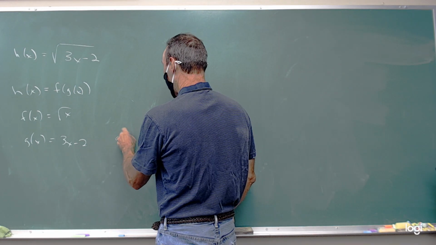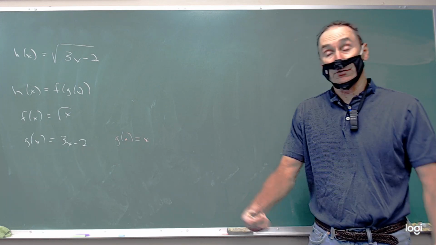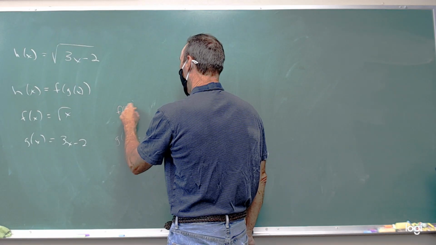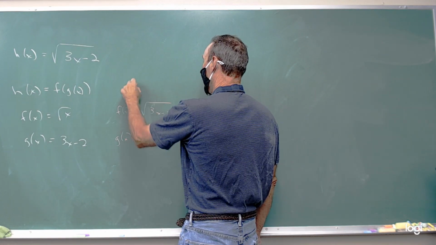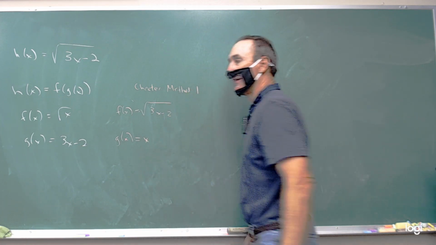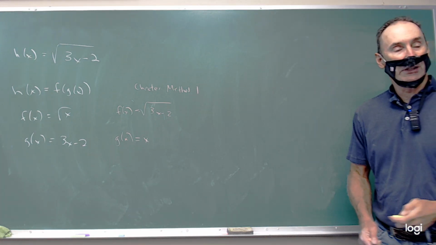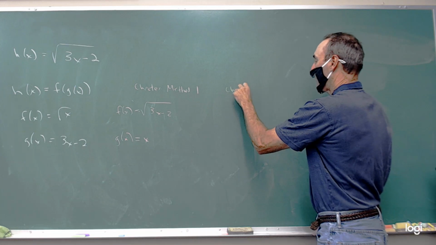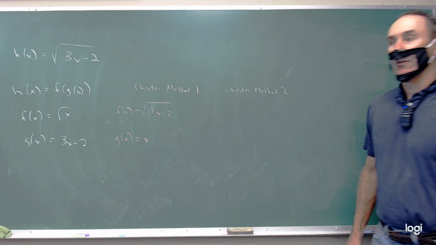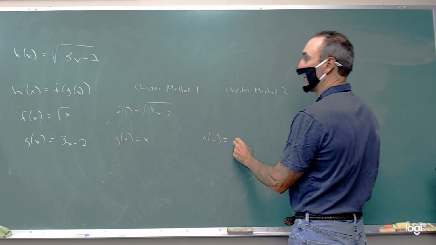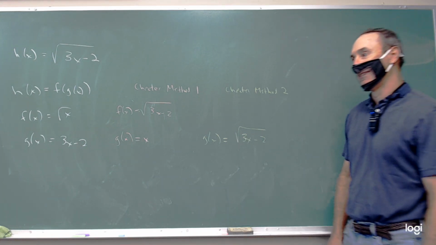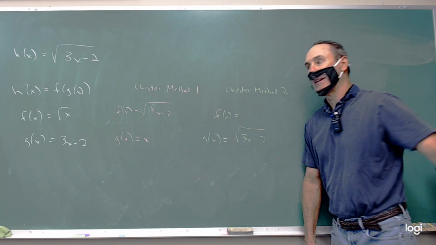You could say g of x is x, but that's cheating. That's okay, because what does that make f of x? So that's banned from ever being used again. So, second cheater method. G of x is square root of 3x minus 2. What does that make f of x?